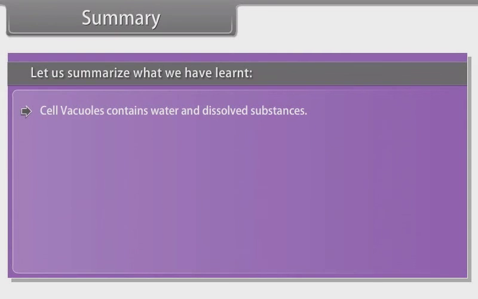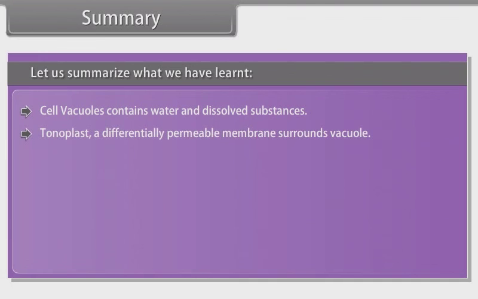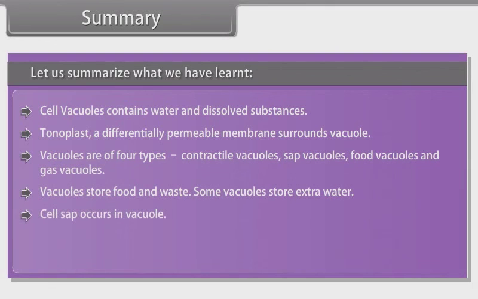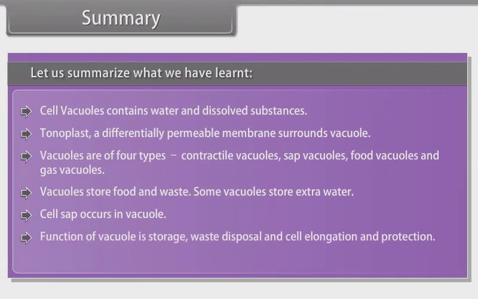Cell vacuoles contain water and dissolved substances. Tonoplast, a differentially permeable membrane, surrounds the vacuole. Vacuoles are of four types: contractile vacuoles, sap vacuoles, food vacuoles, and gas vacuoles. Vacuoles store food and waste. Some vacuoles store extra water. Cell sap occurs in the vacuole. Function of vacuole is storage, waste disposal, and cell elongation and protection.